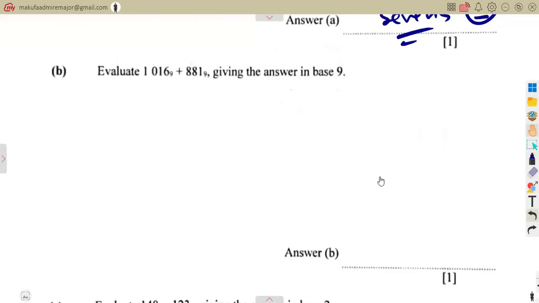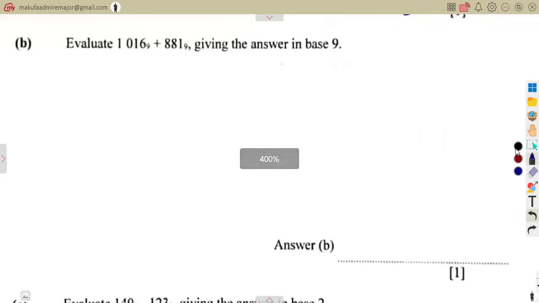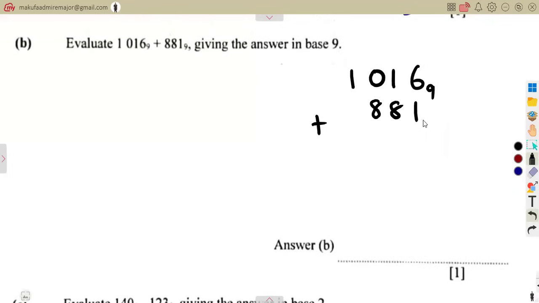All right. Evaluate this, giving the answer in base 9: 1016 in base 9 plus 881 in base 9. So let's add 6 and 1. That's a 7. It's less than the base, so we can just write our number 7. 1 and 8, that is 9. It is equal to the base.